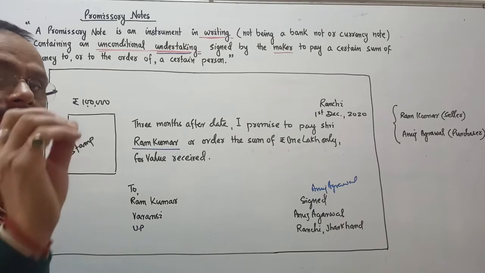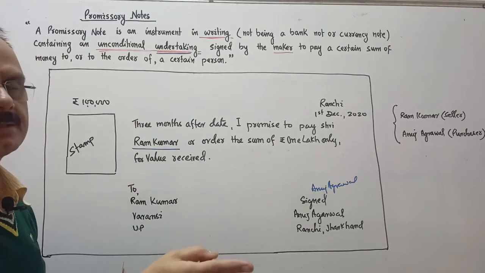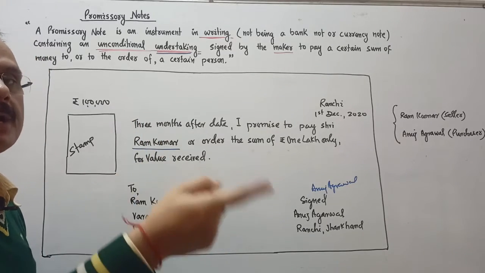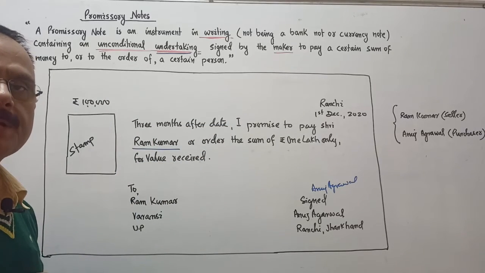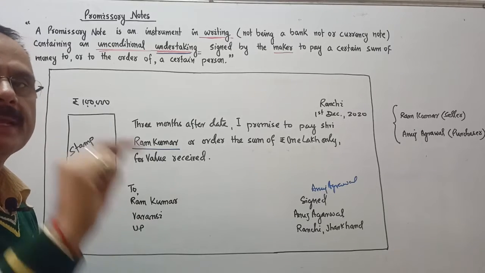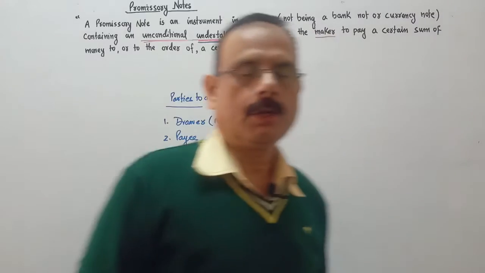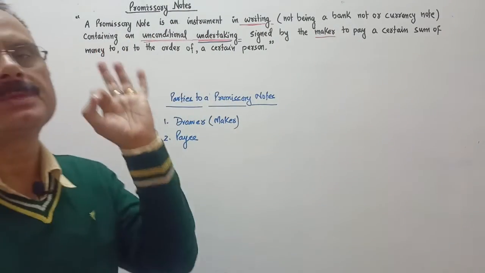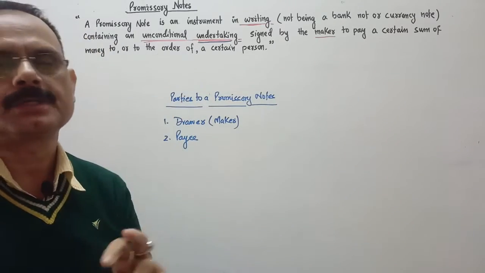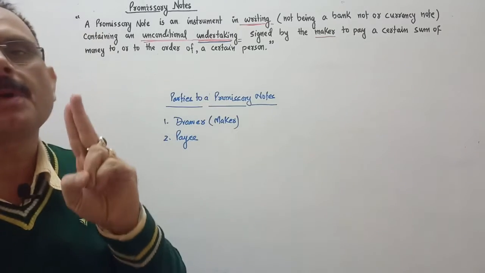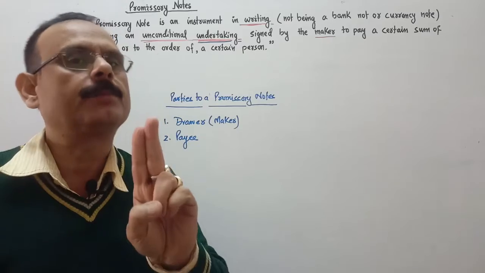because it is drawn by the debtor himself, and a bill of exchange is drawn by the creditor. That's why acceptance is required from the debtor's end. But here the debtor himself writes and promises to make the payment, so here acceptance is not required. Now next is the parties to the promissory note. Who are the parties involved in a promissory note? In a promissory note, only two parties are involved. One is the maker, another is the payee of the bill.